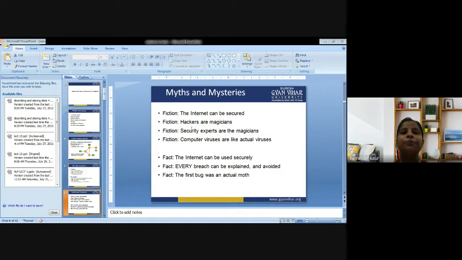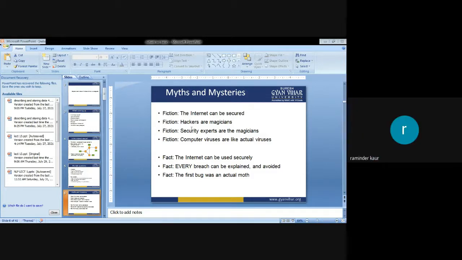Next fiction is, hackers are magicians. The fact is, every breach can be explained and avoided. Why do people say hackers are magicians? Because, like, someone stole my data because it was not protected with a strong password. Someone was supposed to open it, I can say with an educated guess, and I was not able to do anything. Why? Because it is my mistake. I have not chosen a strong password. So that is why the hacker is able to hack my data, and that is why I am saying that hackers are magicians.